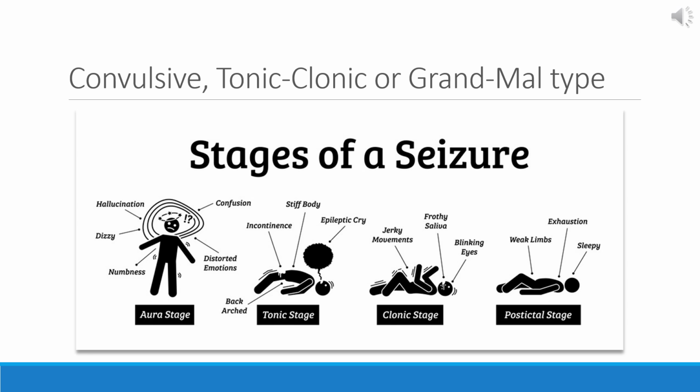Among the different types of seizures, the type that requires an emergency response is typically the convulsive, tonic-clonic, or grand mal type. These can be scary to experience, but try not to panic. Shown here are the stages of a grand mal and what you might see during each stage. The most important thing to remember for this type is to follow the seizure first aid steps.